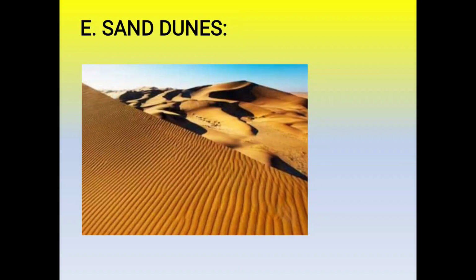Marine sand dunes are mounds of sand formed on the coast or along the coast. These dunes are dynamic and may shift their positions. Protection is needed from the encroachment of sand dunes.